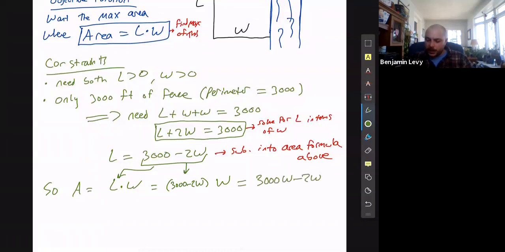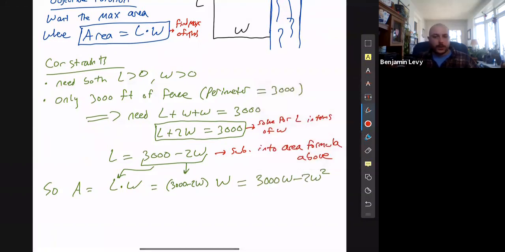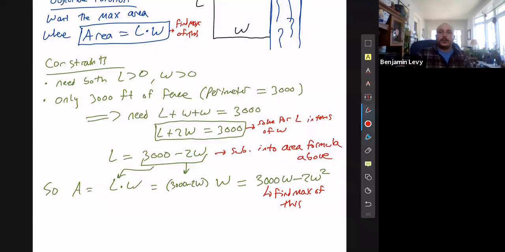And this is a really easy thing to find the max of, right? This is the kind of thing that just takes one derivative, super easy to find the max of this. Right, but now it only has one variable was the point. It only has W's, not L's and W's. Like, what do you do there? If you want to take a derivative, what's the variable you use? We don't know how to do that. But now there's only one variable. It's an easy power rule quadratic, easy to find the max.